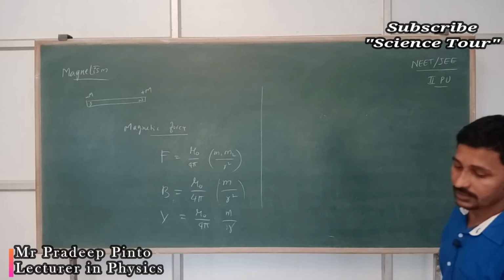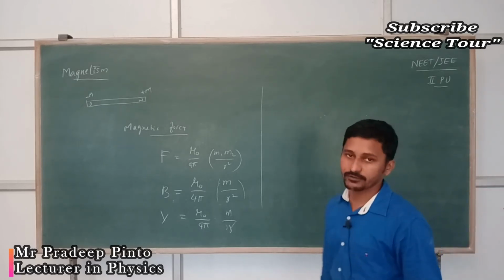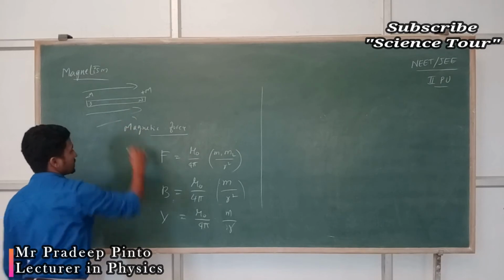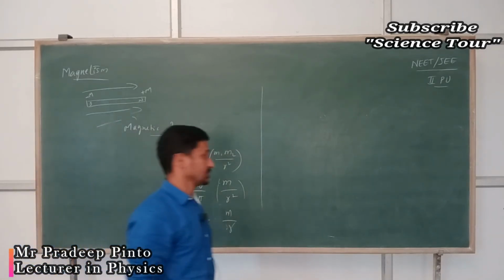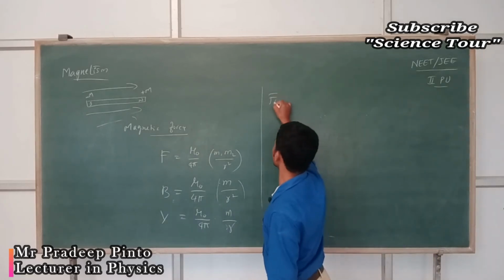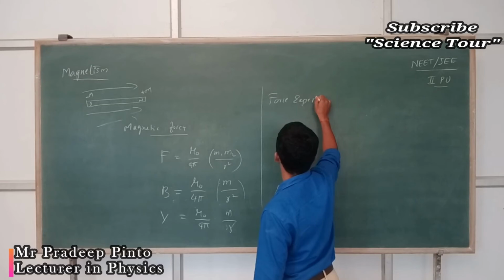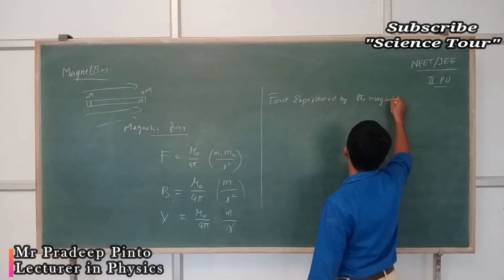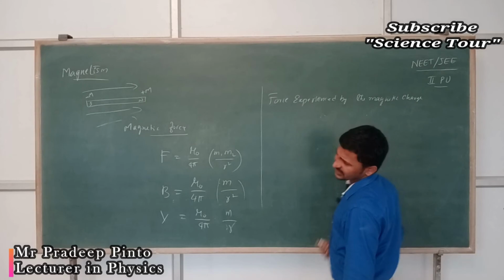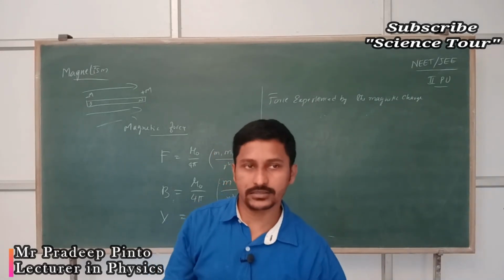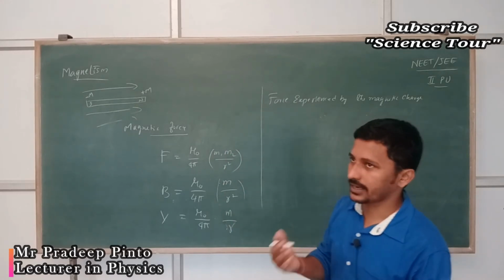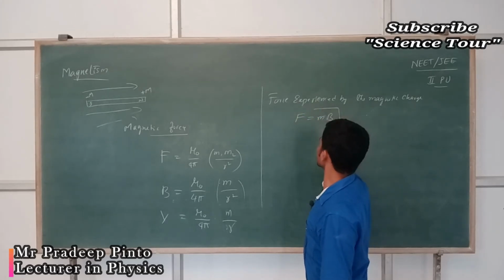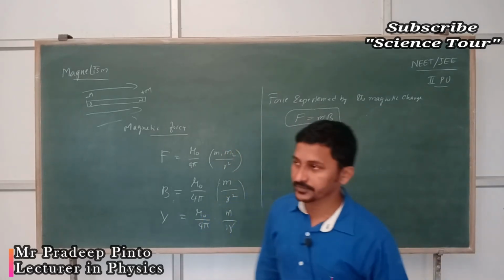If a magnetic charge is kept in a magnetic field, that is in an external magnetic field, what happens? It will experience a force. So what is that force experienced? Magnetic charge is a hypothetical concept. Actually there is no such thing as magnetic charge, but for a pole, because of the pole strength, what is the force experienced? That is nothing but force is equal to m into b.